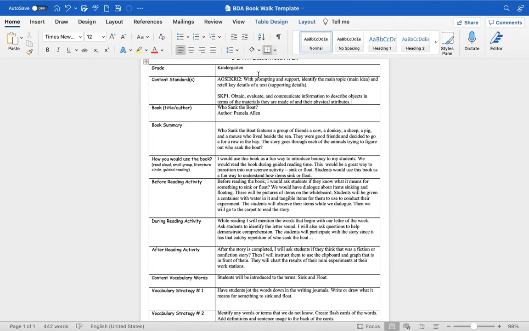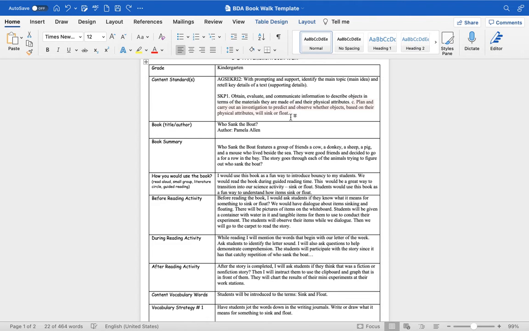From here, this book would be for a kindergarten classroom. The content standards that I chose will be identifying the main topic, also obtain, evaluate, communicate information, describe objects and their physical attributes. And something's missing off of here because it had to sink and float. Oh, there it is. Plan and carry out investigations of objects based off whether they sink or float.